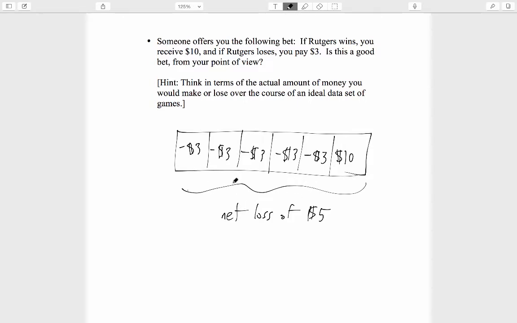The overall net loss for a 6-game ideal data set is $5. Hence, there is an expected loss of $5 averaged out over those 6 games, 5/6 of a dollar, which is approximately 83.33 cents per game. We weren't explicitly asked for expected value in this game, but we very well could have been, and we have very nearly computed it just in the course of answering this question as posed.